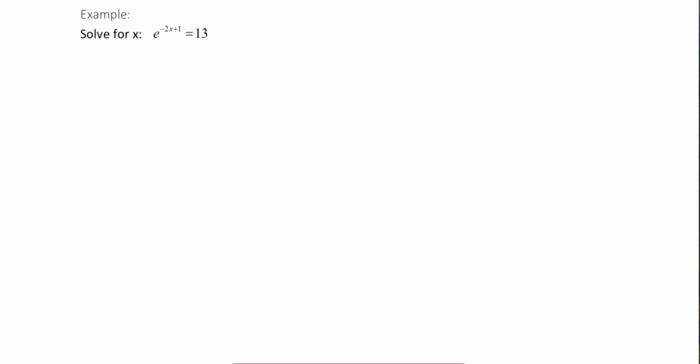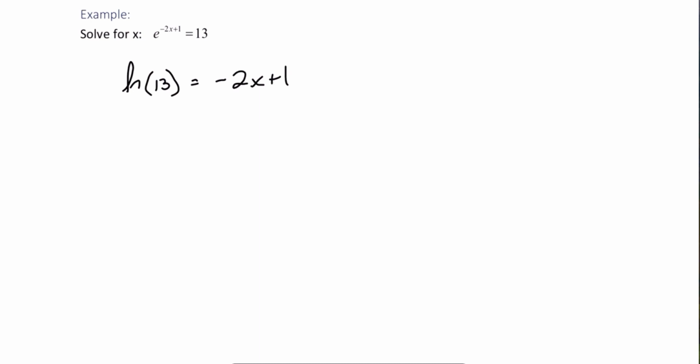This time we're starting with an exponential equation. To solve this, we want to convert it to its equivalent logarithmic form. The base of the exponential will be the base of the log that we use. So the base of the exponential is e. That means the base of the log is e. So we have the natural log of 13 equals the power negative 2x plus 1.